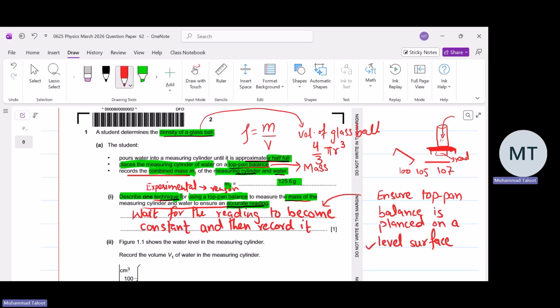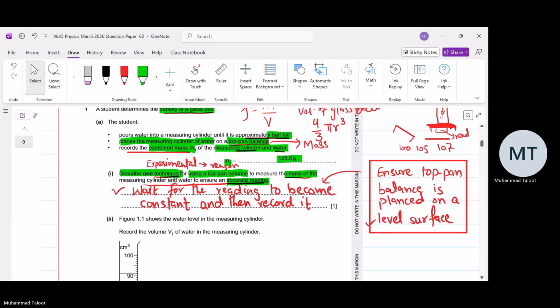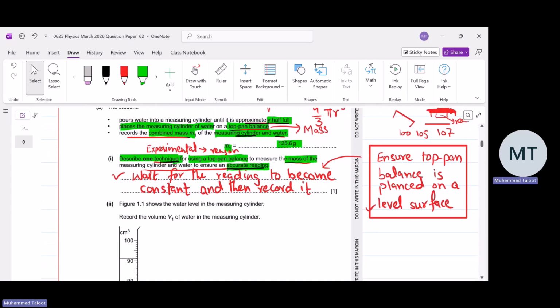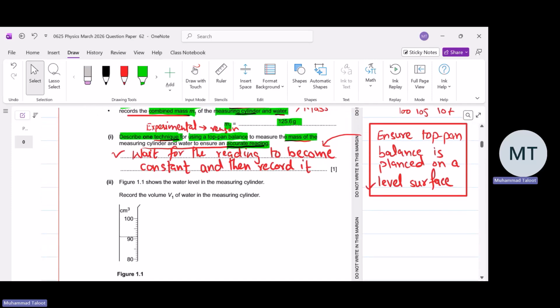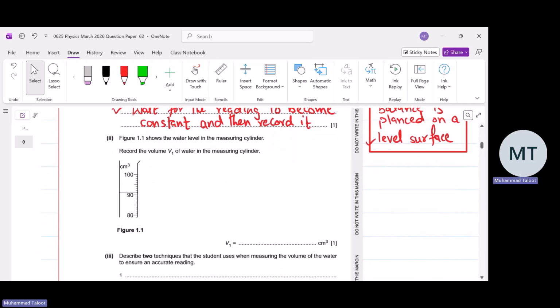So I have written 2 points for you. One is here, and one is here. So it's up to you. They are asking one technique, so any one you can write. So you have to remember how to measure the mass using top pan balance, and the reading should be accurate. So we have part 2.